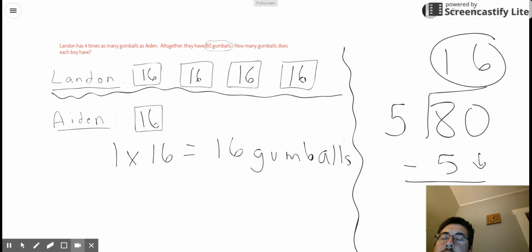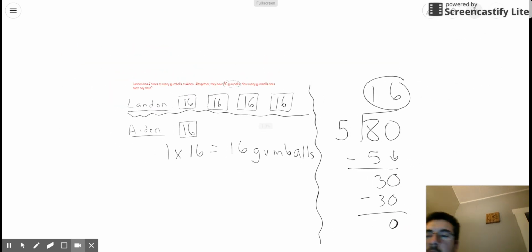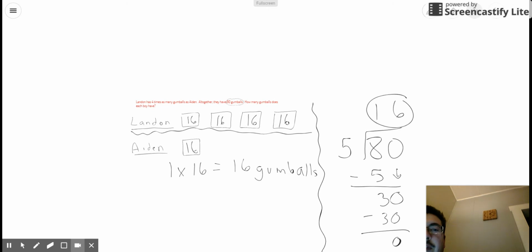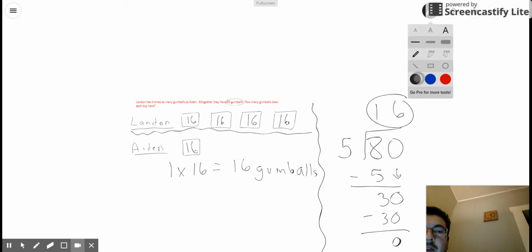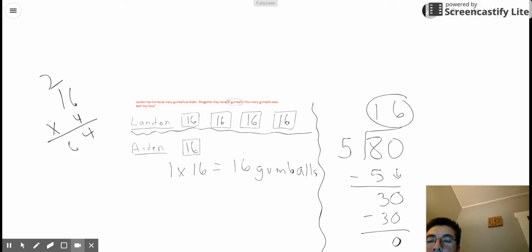Now there's a couple ways we can figure out how many gumballs Landon has. We can solve the problem using multiplication. So we have 1, 2, 3, 4 boxes, with 16 in each box. So we can do 16 times 4. And that's going to give us 64. So Landon has 64 gumballs.